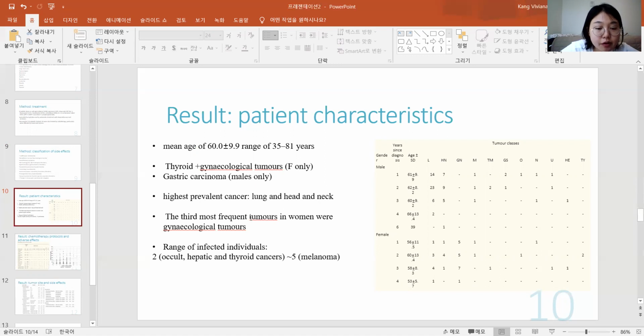The third most frequent tumors in women were gynecological tumors, and besides the tumors mentioned above, the number of individuals affected by other cancers ranged from 2 to 5.